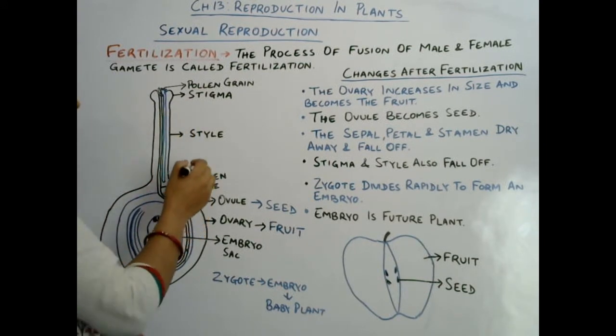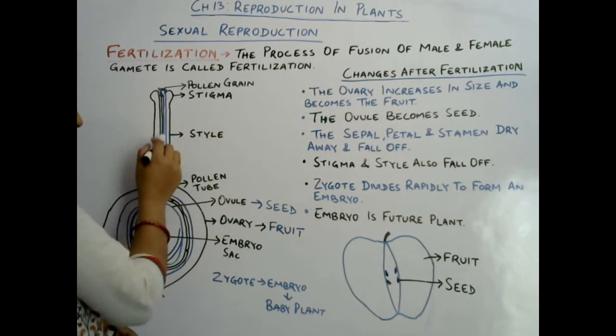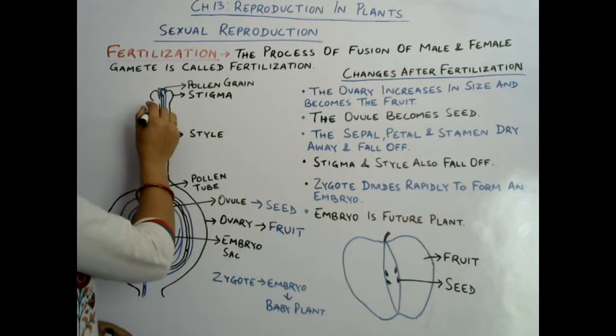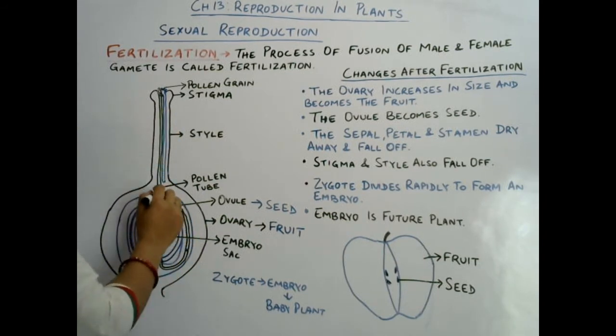Due to those chemicals, pollen grains develop into a tube-like structure. You can look at this diagram. This one is pollen tube. This is incomplete. It stops here, and this one is complete. So pollen tube. What is the work of pollen tube?